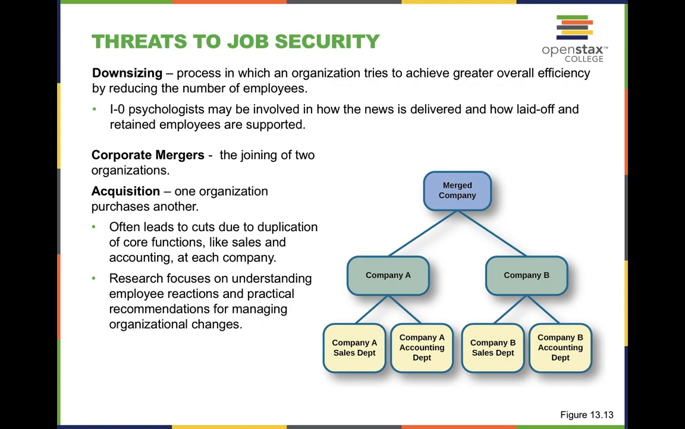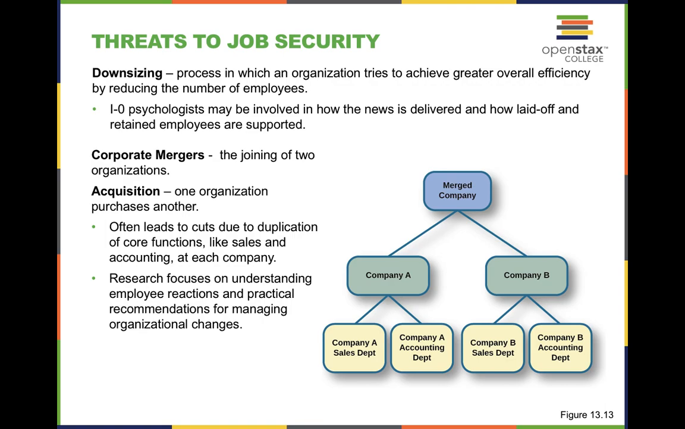Next are some threats to job security. This includes downsizing. Of course, employers are always going to look to where they can potentially save money and increase their profit, things like that. So something that may happen is downsizing. This is a process in which an organization tries to achieve greater overall efficiency by reducing the number of employees. IO psychologists may be involved in how the news is delivered and how laid off and retained employees are supported.